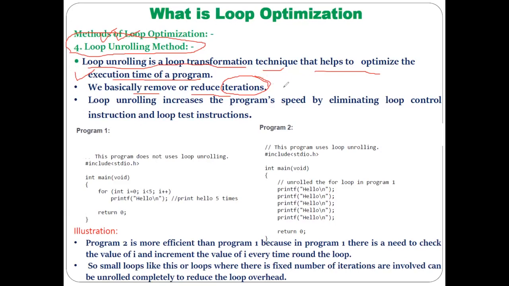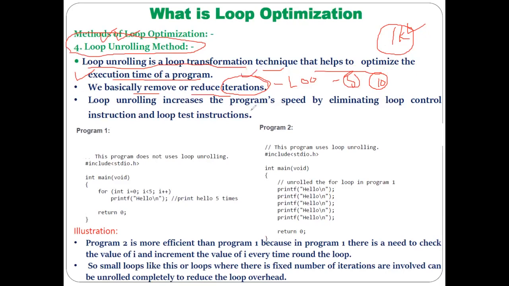Now, one more important thing you should keep in mind: loop unrolling can be done if you exactly know that the number of iterations is going to be very small, 5 or maximum up to 10. Then the compiler applies loop unrolling. But if the number of iterations is going to be 1000, then loop unrolling is not recommended. It is not a good technique if you have 100 or 1000 iterations. If you have a small number of iterations, then loop unrolling, removing or reducing the iterations, can be applied.